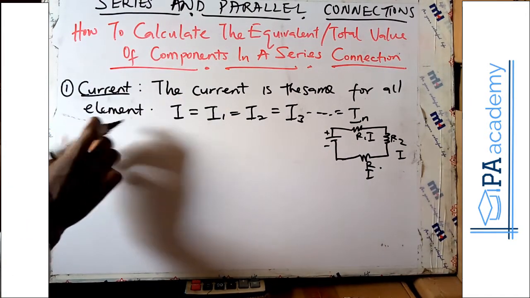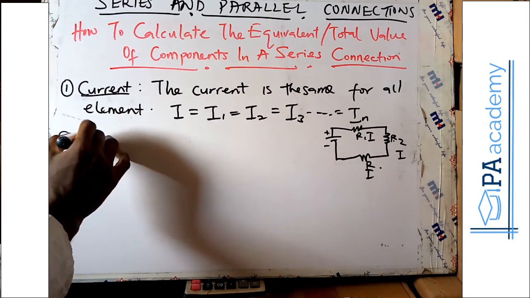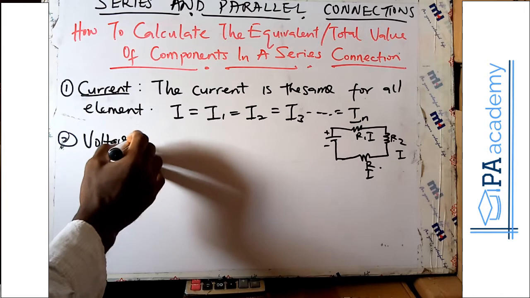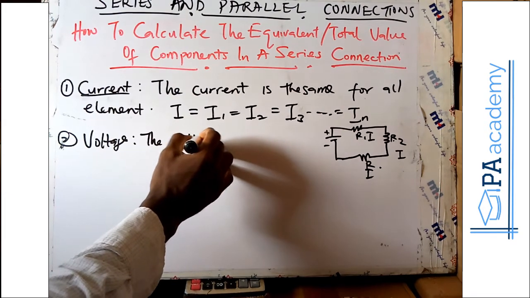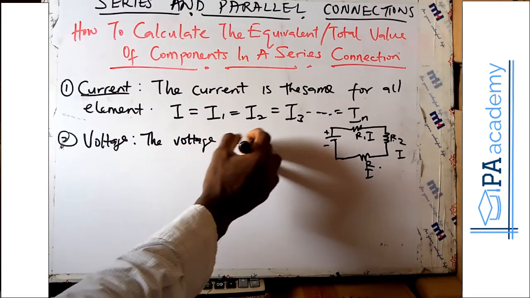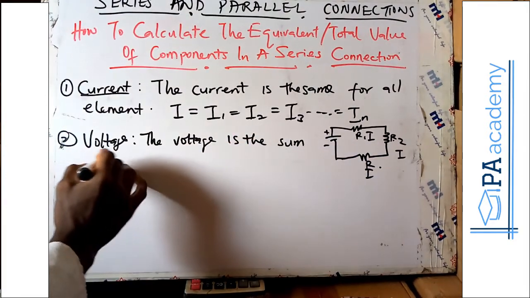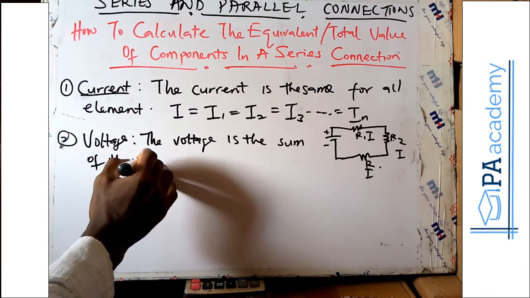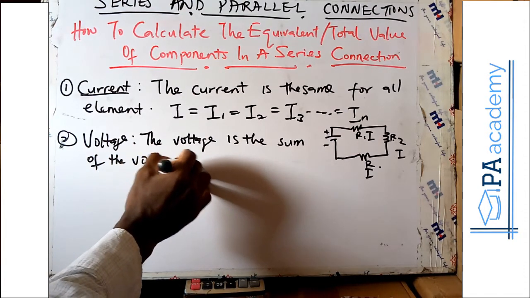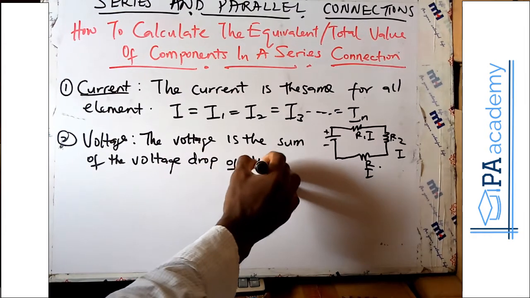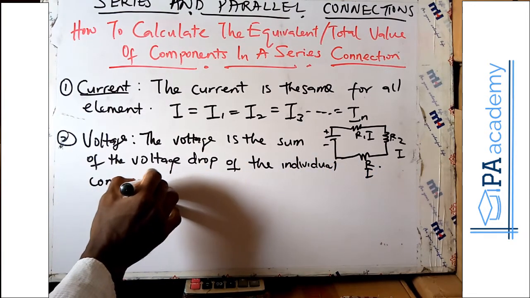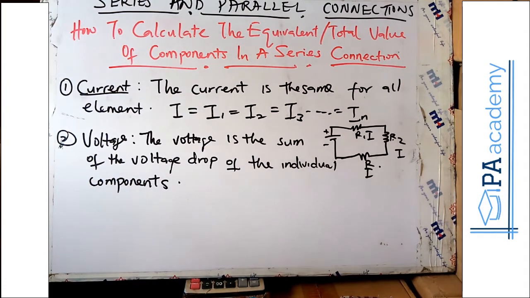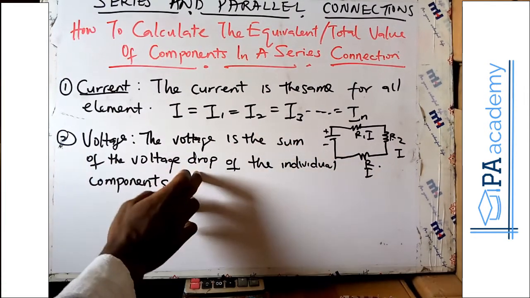So now let's go to the second one, which is voltage. For voltage, the voltage is the sum of the voltage drop of the individual components. So what this means is that to get the equivalent voltage in a series circuit, we take the sum of the voltage of the individual components.